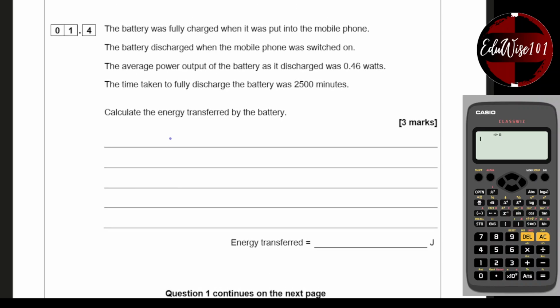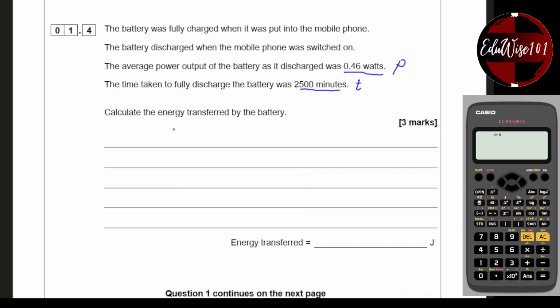The battery was fully charged when it was put into the mobile phone. The battery discharged when the mobile phone was switched on. The average power output of the battery as it discharged was 0.46 watts. That's the power. The time taken to fully discharge the battery was 2500 minutes, which is the time. Calculate the energy transferred by the battery.